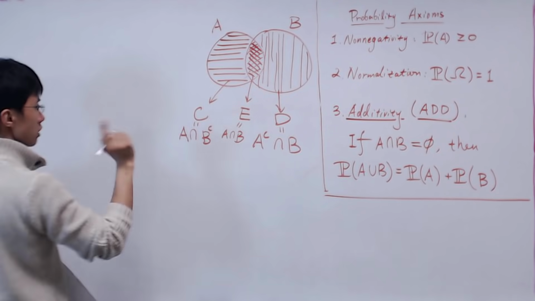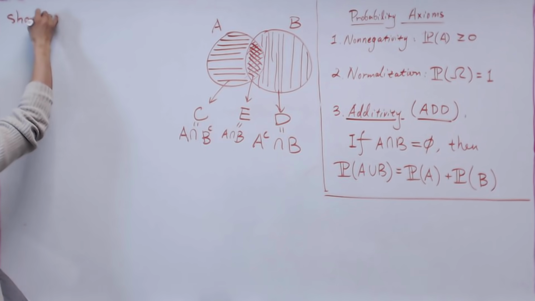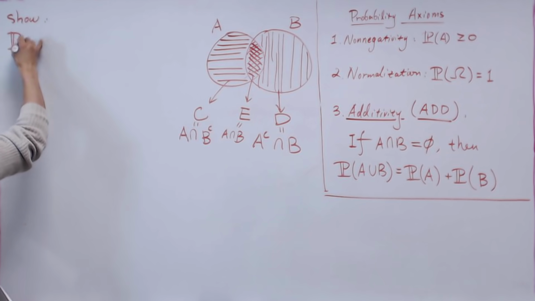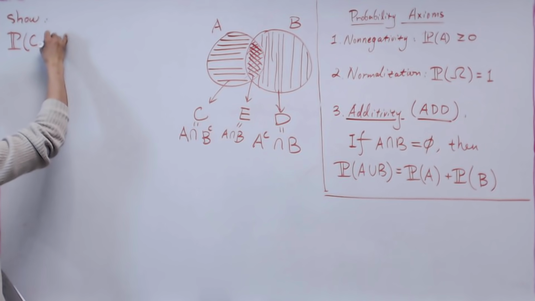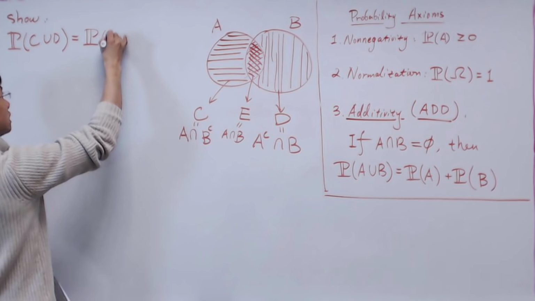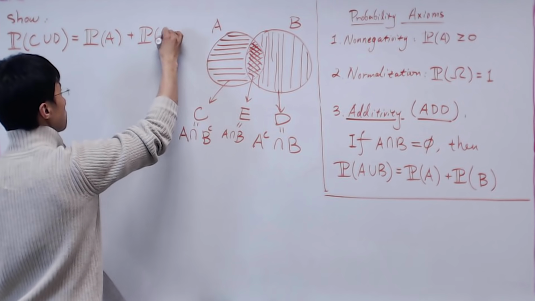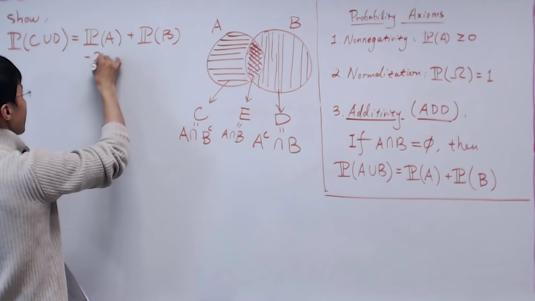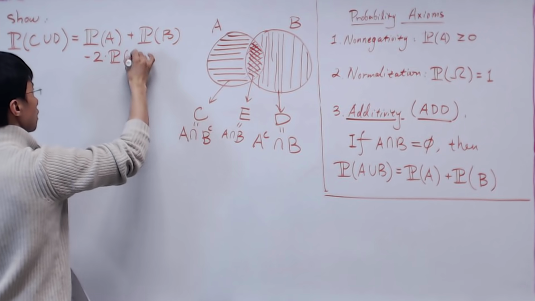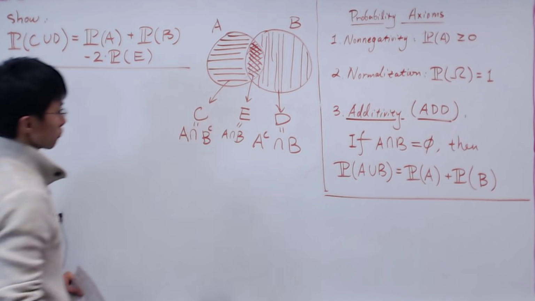If we use this notation, we can rewrite our objective as the following. We want to show that the probability of C union D is equal to the probability of the event A plus probability of B minus twice the probability of E. And that will be our goal for the problem.